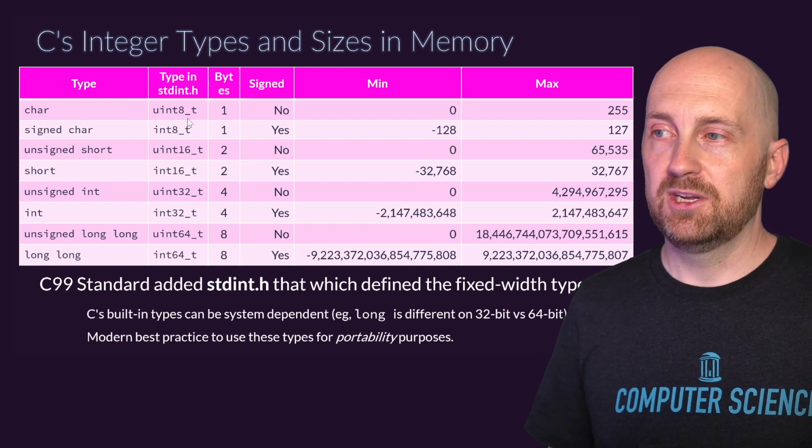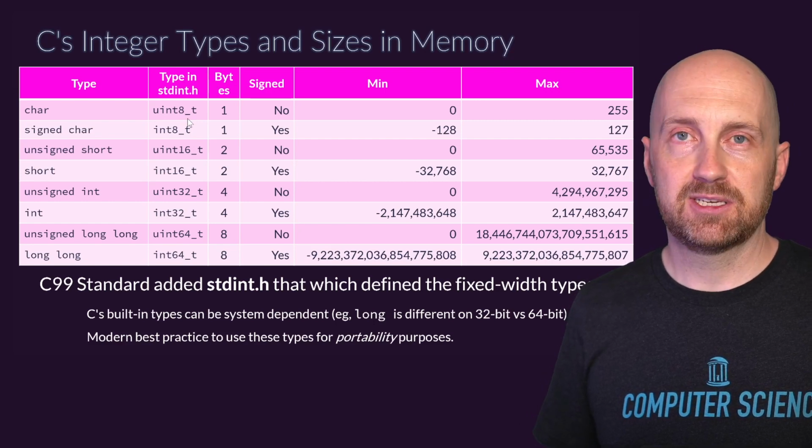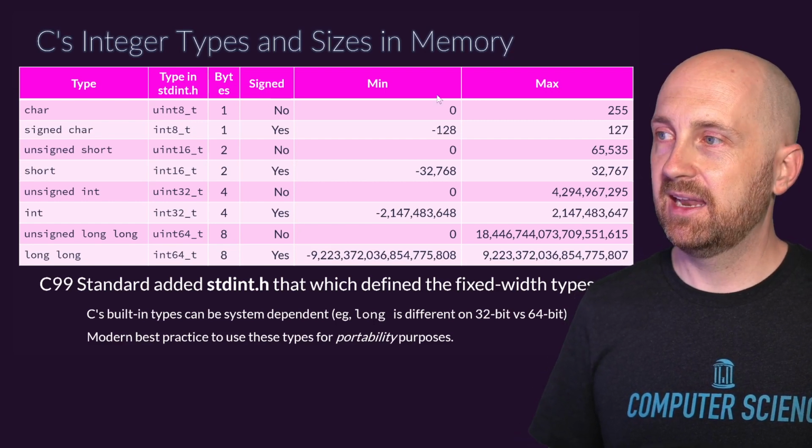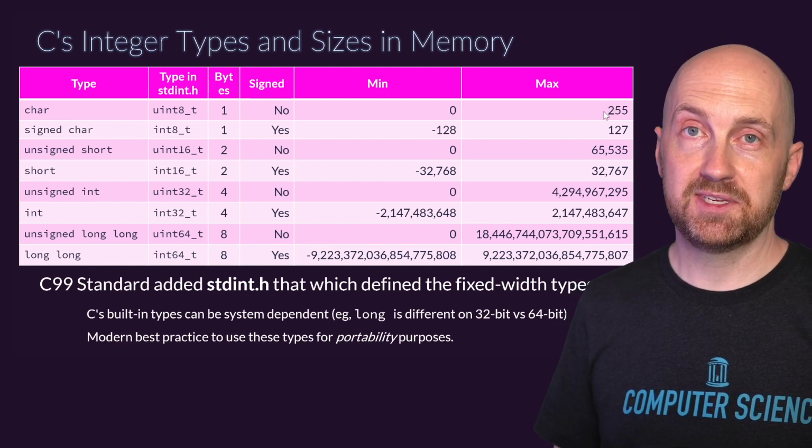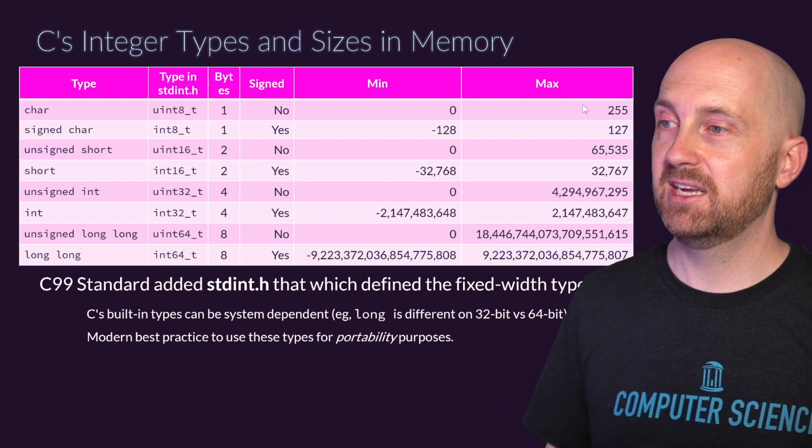And the U is short for unsigned, right? So that's going to give us only positive values and a range where 0 is going to be the lowest, and because there's 256 different values, 255 would be the highest value.